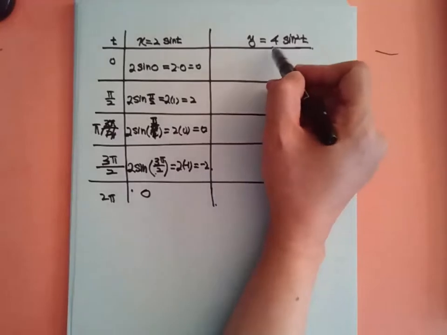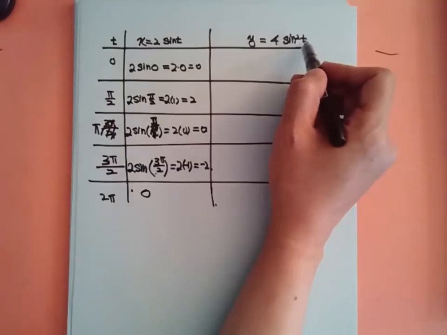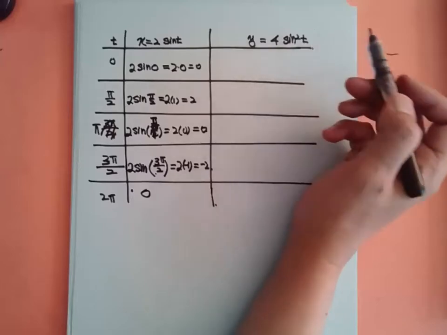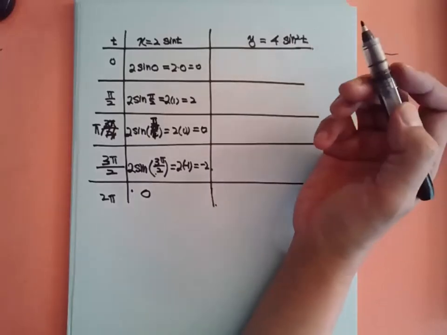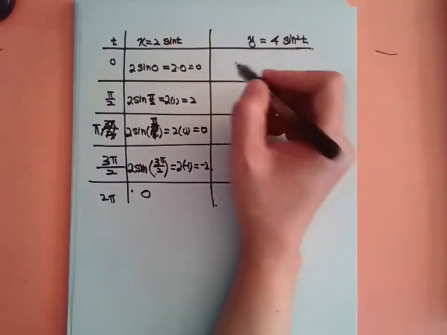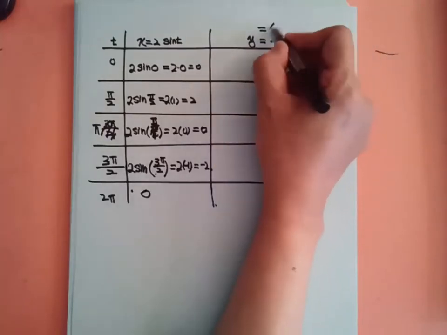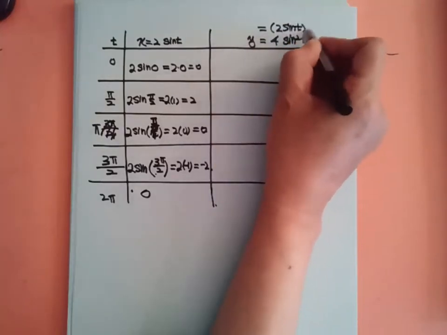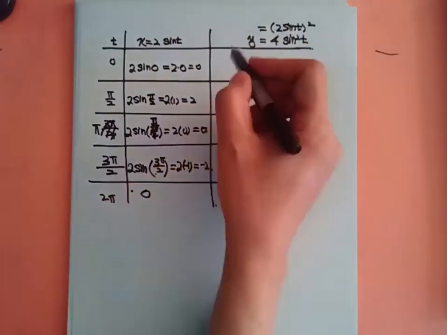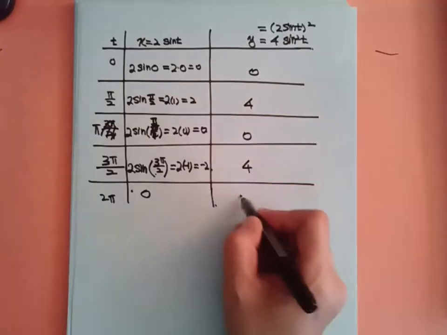This time we have 4 times sine squared of t. So basically, this is the square of this one. This one is 2 times sine of t, squared, right? So we just square this: 0, 4, 0, 4, 0, right?